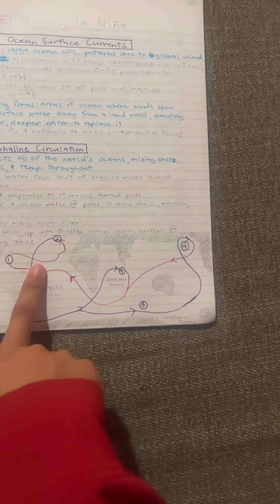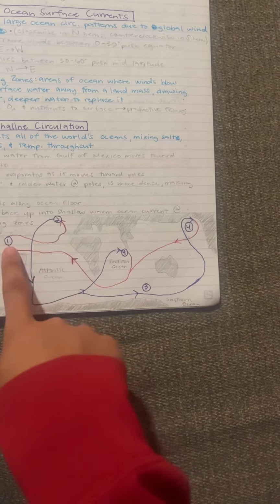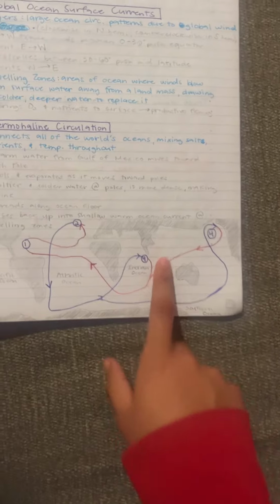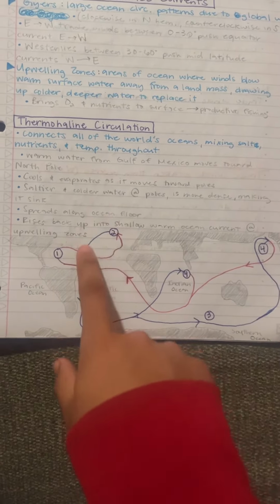So this is kind of how the ocean moves, the temperatures, and how it goes around the different oceans around the world, and how this is the warm water and this is the cold water.